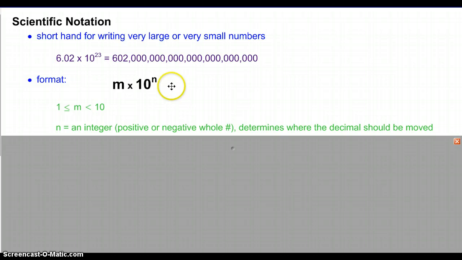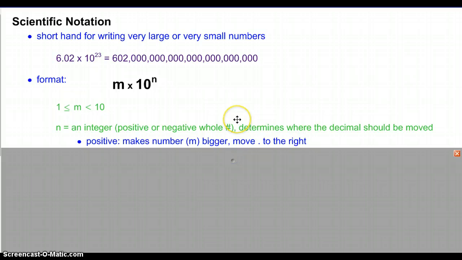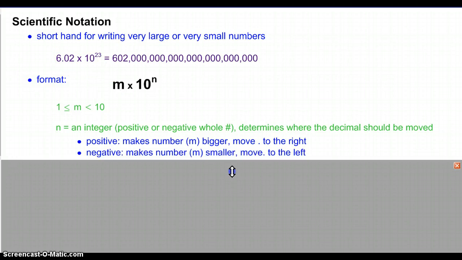So the decimal in a number, like this 602 whatever number, is all the way at the end when it's not written. If you have an n value that is positive, that positive value is going to make m bigger. So it's going to take your decimal and move it to the right. For instance, in 6.02 times 10 to the 23rd, the decimal would move 23 spots to the right. If n is negative, it's going to make your m number smaller. So it's going to essentially move that decimal to the left. So if this was times 10 to the -23, we'd move 23 spots to the left.